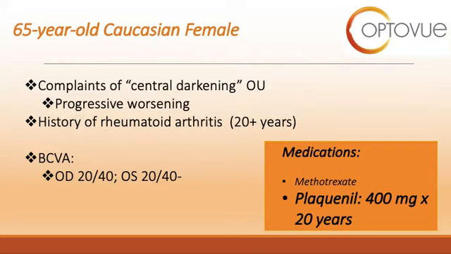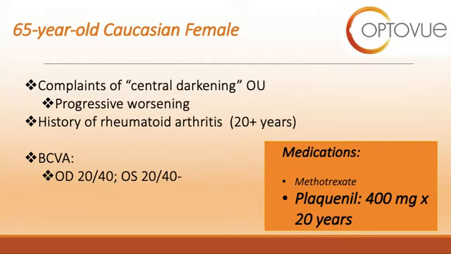So let's look at an example here of a 65-year-old Caucasian female. I want to show you how we can apply the clinical guidelines to this case. She comes in complaining of central darkening of her vision that has gotten progressively worse over the years. She has a history of rheumatoid arthritis, and she's had it for greater than 20 years.